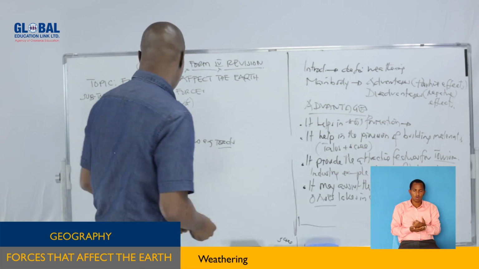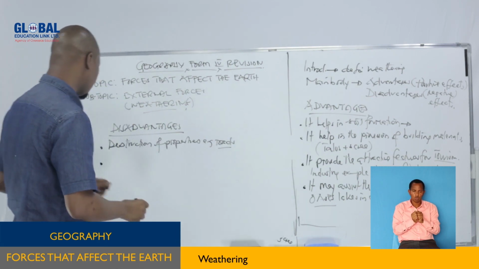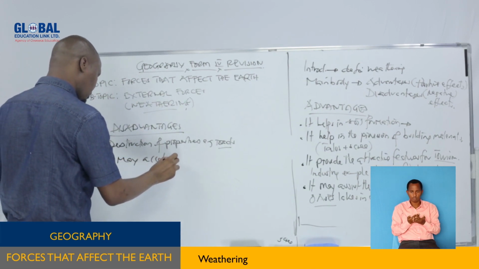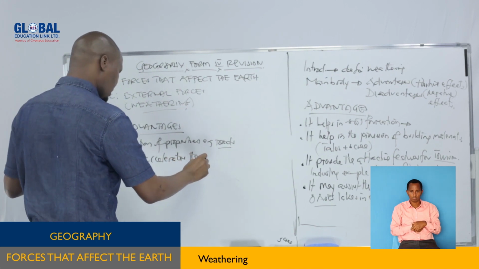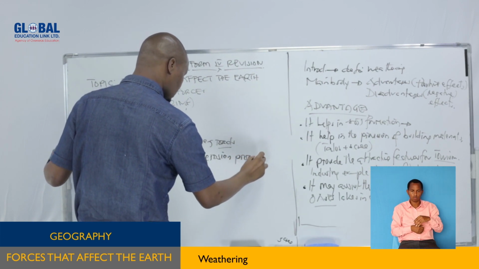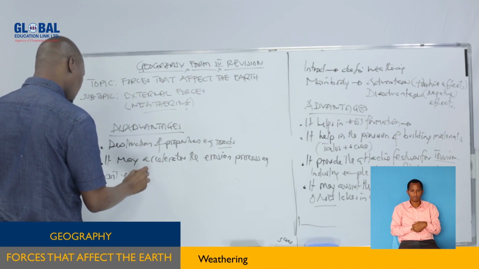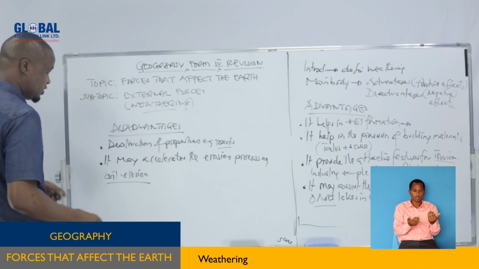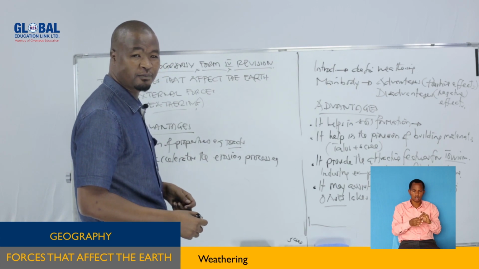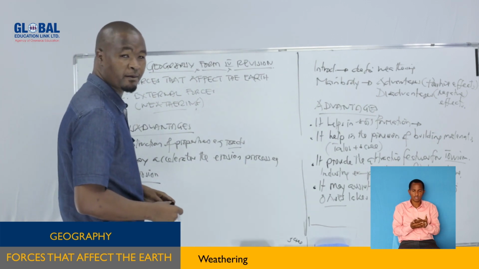Are we together? Another disadvantage of weathering is that it may accelerate the erosion process. Example, soil erosion. This is a disadvantage because it involves the removal of the upper part of the soil by the erosion agent. Are we together? Either wind, ice, or water.